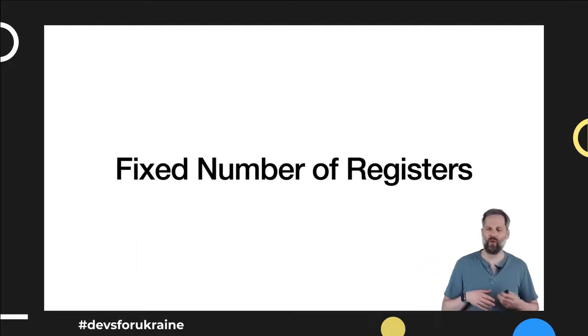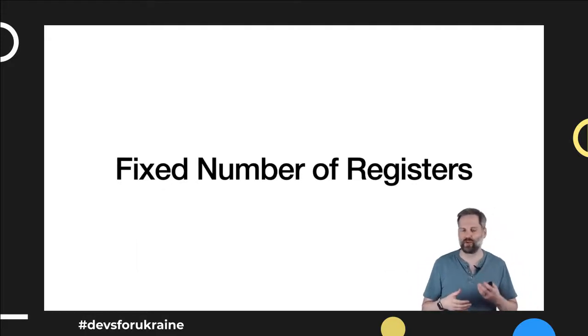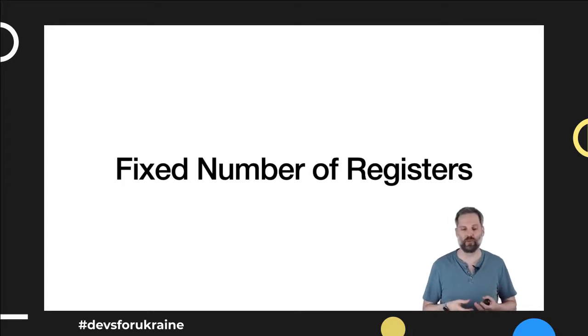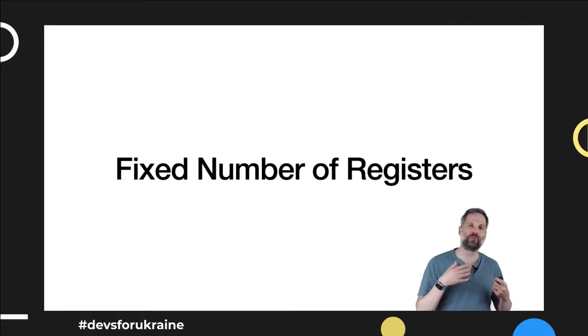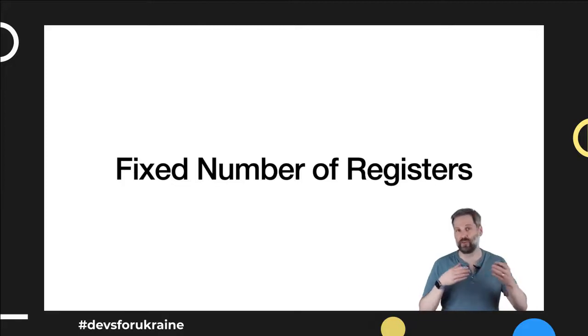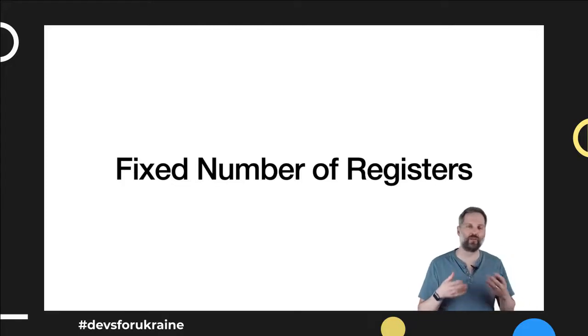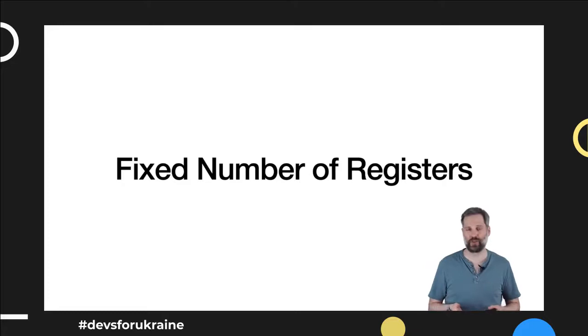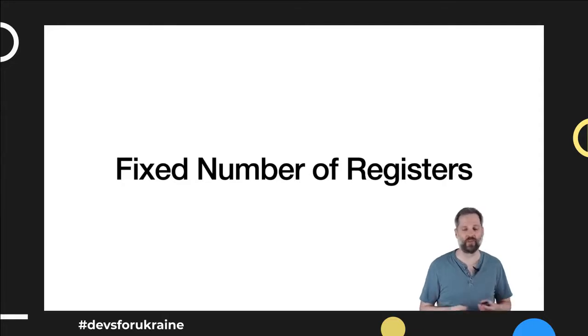So to compare this with our stack-based machines, register machines have to deal with a fixed number of registers, and the instructions have to specify which registers they're manipulating. Now, stack machines don't have to specify registers because they know that they're just manipulating a stack. So you can see how it's much easier to implement a stack machine. You can think of a stack machine as a register machine, but with an infinite number of registers. Unfortunately, real machines have a finite number of registers, so we have to deal with that.